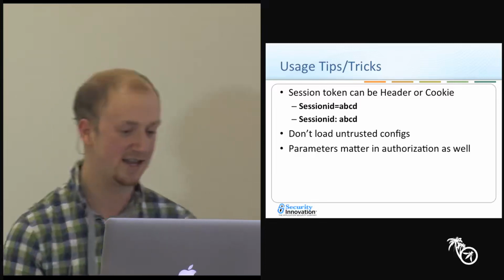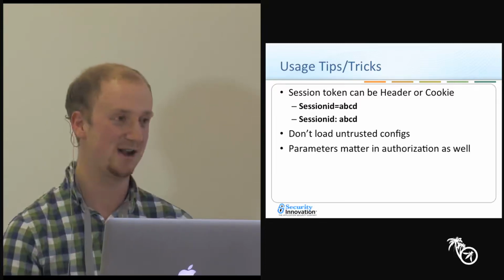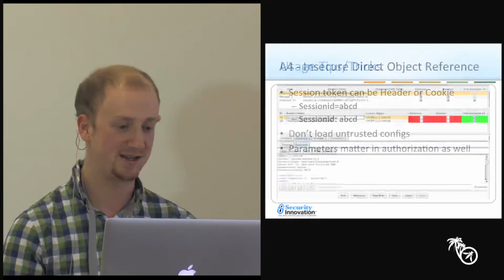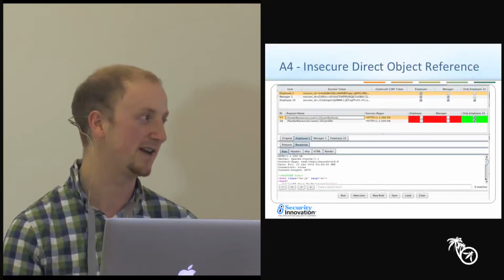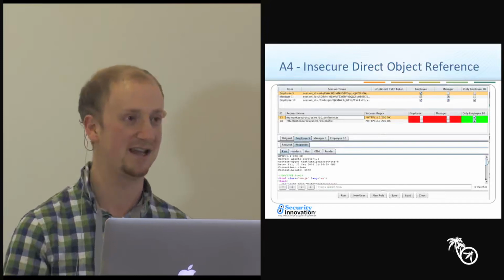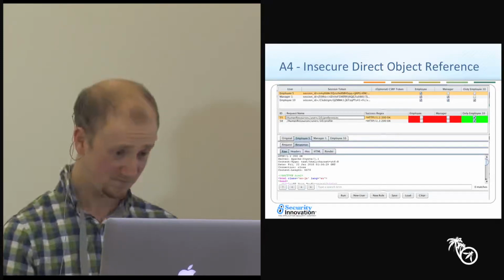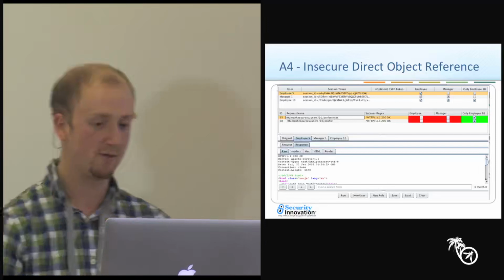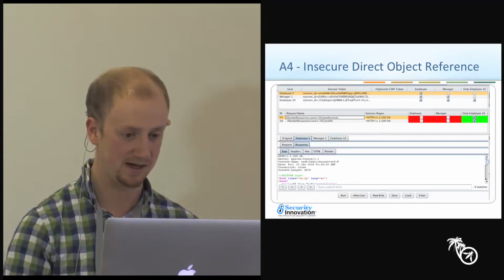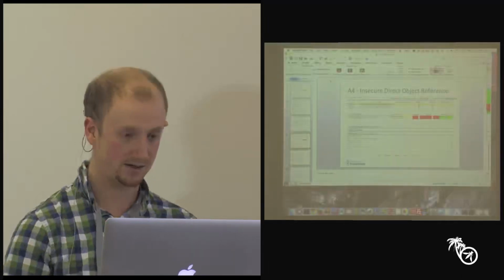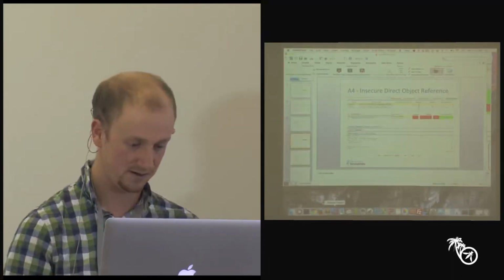And the other thing is parameters can matter in authorization as well. So if we talk about that part of the OWASP Top 10, the insecure direct object reference, where in the example it was using the user ID and making action on that, this can also be handled pretty well with AuthMatrix. And I'm going to demonstrate that really quickly here. All right, is it still? Yes, sweet.